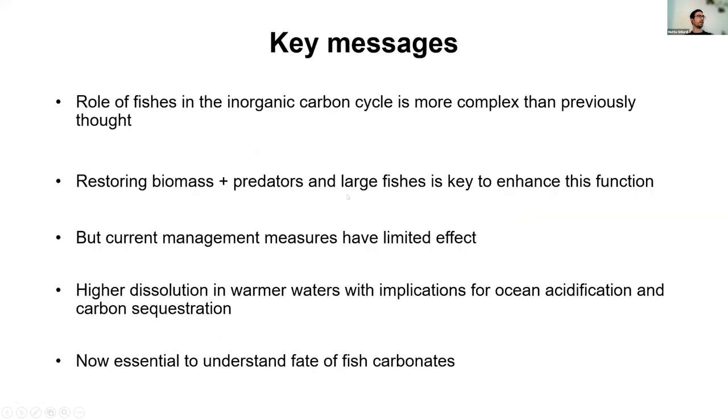So to wrap up, all these results suggest that the role of fish in inorganic carbon cycling is much more complex than previously thought, as it varies through space and time as a function of fish biomass, fish community structure, temperature, and human pressure. And from a conservation perspective, if we are to enhance this function, then restoring fish biomass is important, but we also need to restore large fishes and predators because they contribute disproportionately.